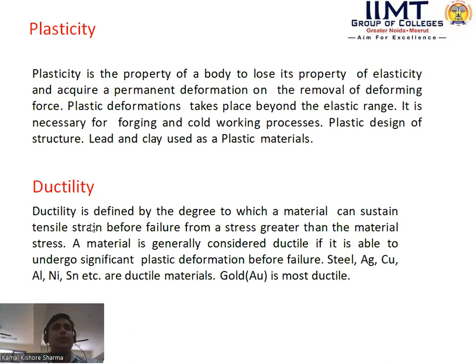Ductility, another property. डक्टिलिटी में क्या होता है, मटेरियल को पहले ही बच्चों ने सभी ने सुना है कि डक्टिलिटी क्या होती है. It is defined by the degree to which a material can sustain tensile strain before failure from a stress greater than the material's yield stress. A material is generally considered ductile if it is able to undergo significant plastic deformation before failure. Steel is the best ductile material, silver, copper, जिसके वायर बनाए जाते हैं, and aluminium, nickel, tin are ductile materials. Gold is the most ductile material.